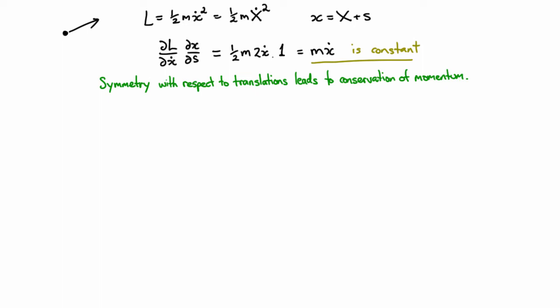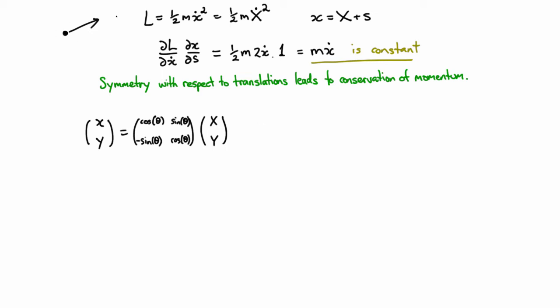Let's try another example. Let's try a rotation. Now, in a rotation, we need at least two coordinates. Let's have an x and a y. Suppose our x and y are rotated by cos theta and sin theta. So that's a normal rotation matrix. And so our old coordinates and our new coordinates are related by rotation.